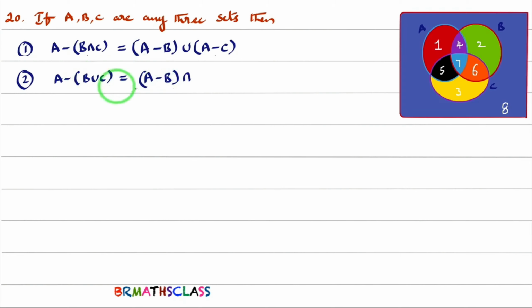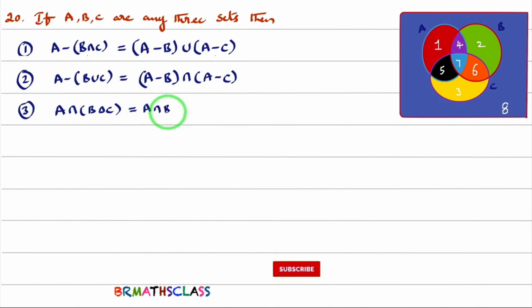Here union is there, right? It changes to intersection. (A minus B) intersection (A minus C). So you need to remember these results. We use these results while solving the problems. A intersection (B delta C) is (A intersection B) delta (A intersection C). Delta means here symmetric difference between the sets.